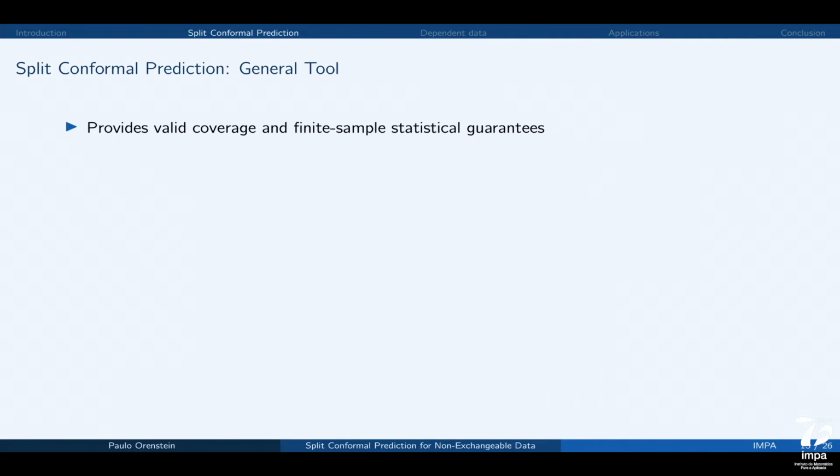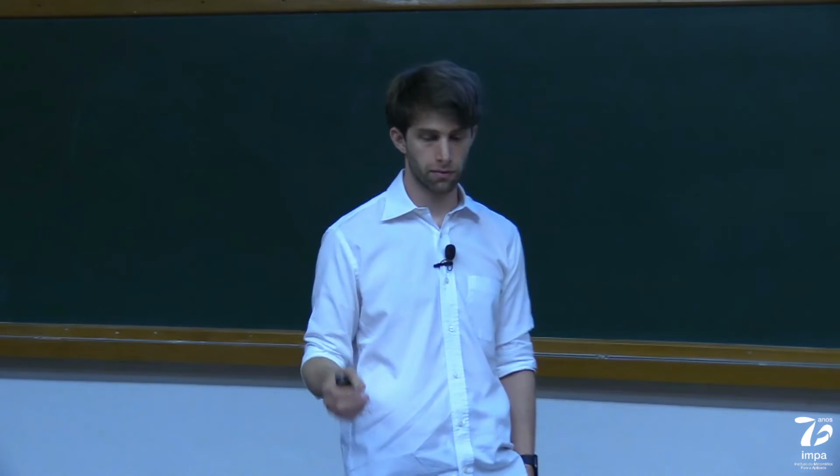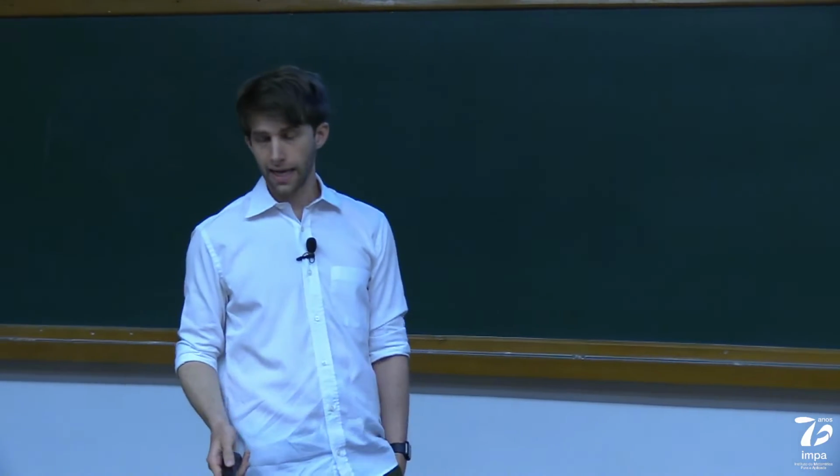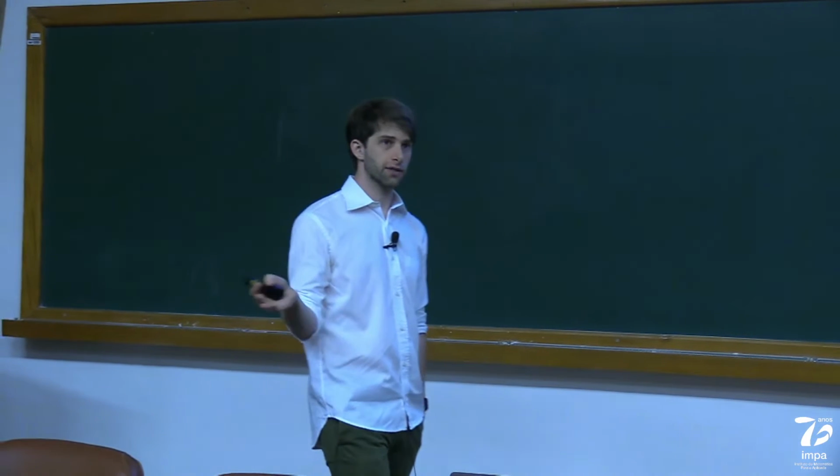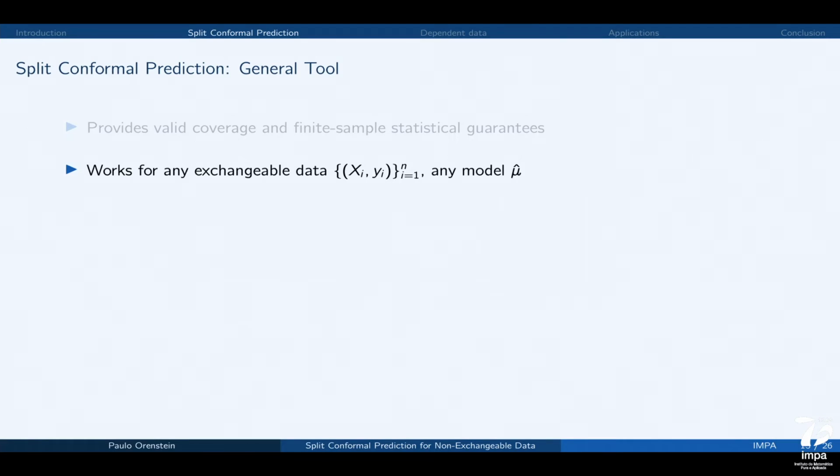What does this tell us? Well, first of all, that we have this tool, this conformal prediction tool, which is very general. I'm getting valid coverage and these finite sample statistical guarantees by not asking for much. It works with any exchangeable data, any model you had. It could be a UNet, it could be a linear regression, it could be whatever. You pick your favorite model.